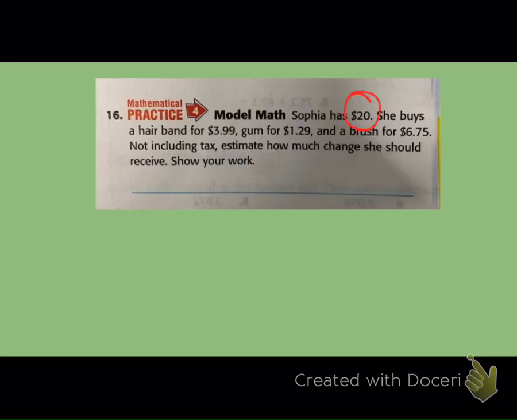So she's starting out with $20. She purchases these 3 items. They want us to estimate. Doesn't ask about how much. Just telling us, go ahead and estimate those. So $3.99, that is about 4. And $1.29, that is about 1. And $6.75, that is about 7. So I'm going to go ahead and add those together. That's about 4, that's about 1, that's about 7. So I add those up. 4 plus 1 plus 7, that is about $12.